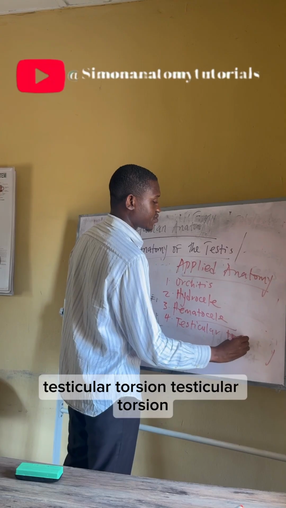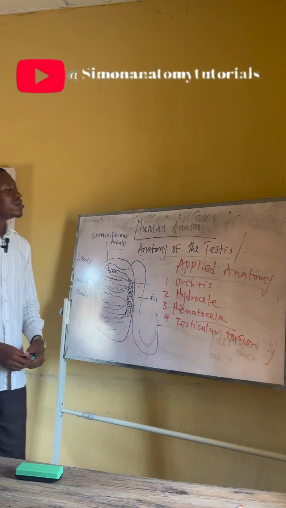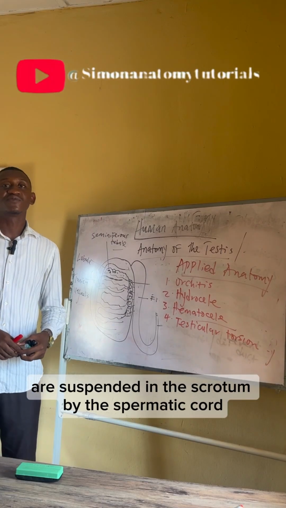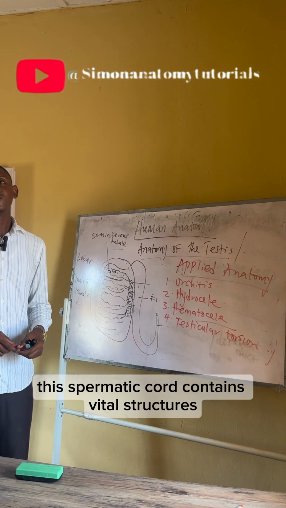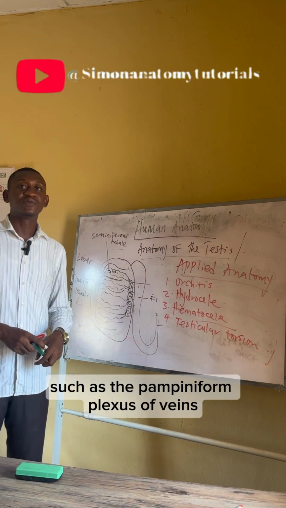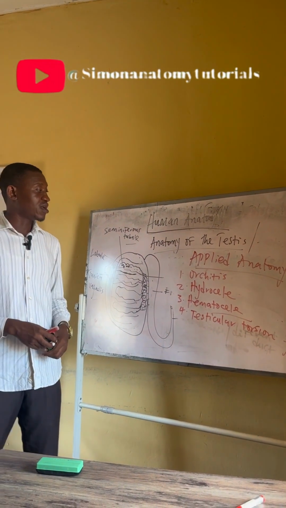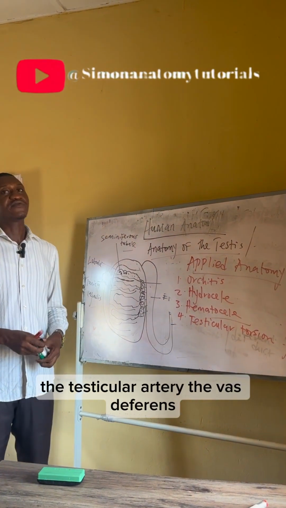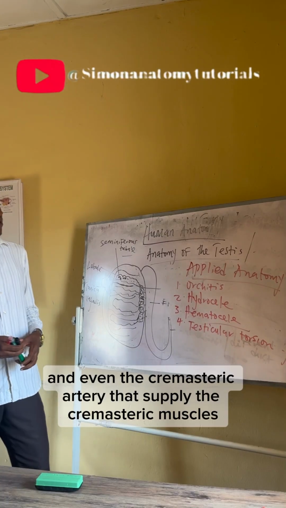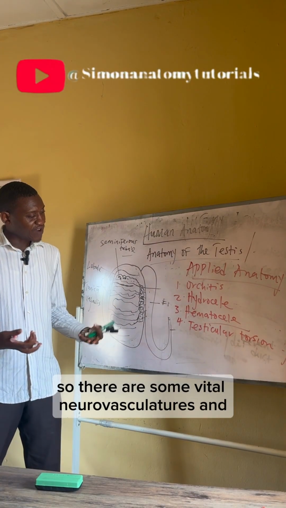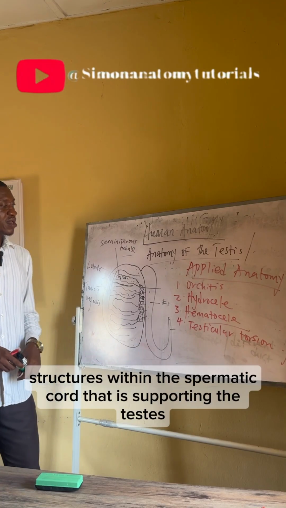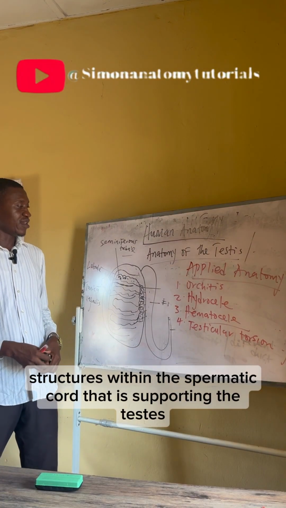Then we can also have what we call testicular torsion. The testes, as I said, the left and right testes are suspended in the scrotum by the spermatic cord. This spermatic cord contains vital structures such as the pampiniform plexus of veins, the testicular artery, the vas deferens, and even the cremasteric artery that supplies the cremasteric muscles. So there are some vital neurovasculatures and structures within the spermatic cord that is supporting the testis.